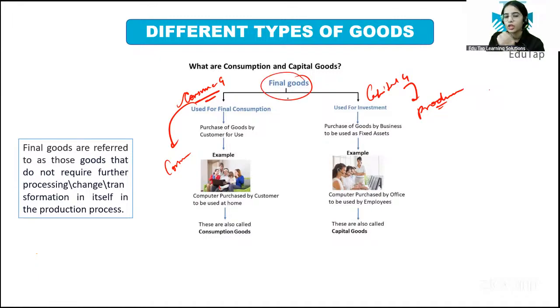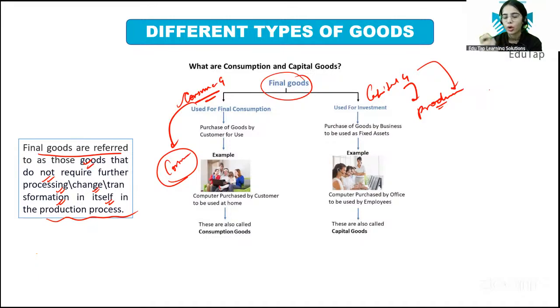Got it? So consumer goods are considered final goods for consumers. Capital goods that do not further transform are considered final goods for producers. So final goods refer to those goods that do not require further processing, change, or transformation in themselves in the production process. Any confusion here, anyone?